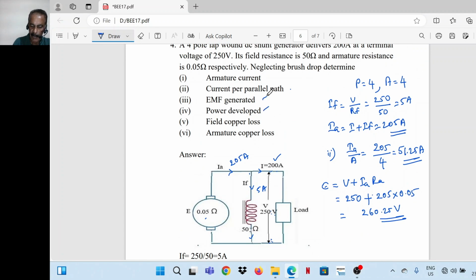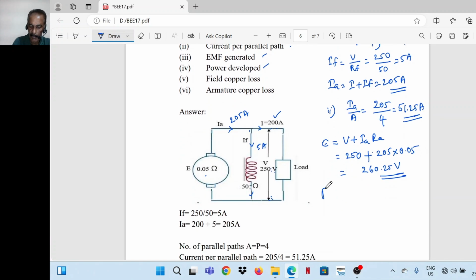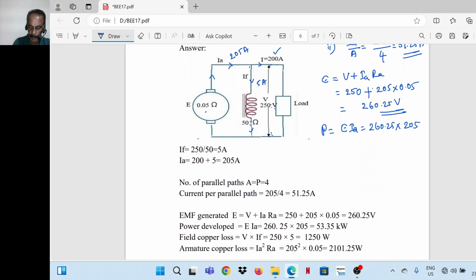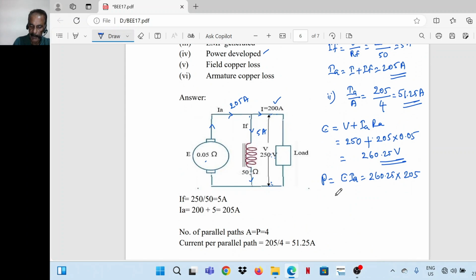The next is power developed. Power developed is equal to E into IA. That is generated voltage into armature current. That is 260.25 into 205. That is 53.35 kilowatt.